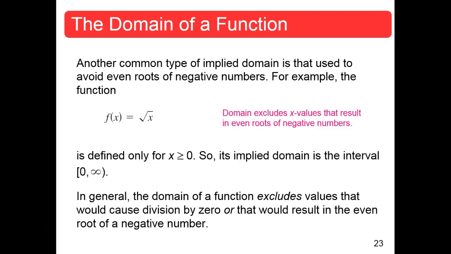Two things that we watch out for in the domain of a function, an implicit domain. Anytime you have a variable in the denominator, you've got to make sure that variable cannot make that denominator 0.